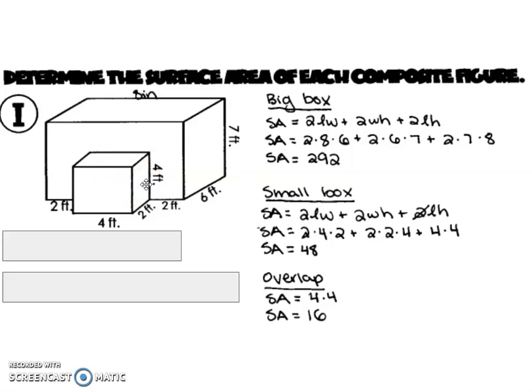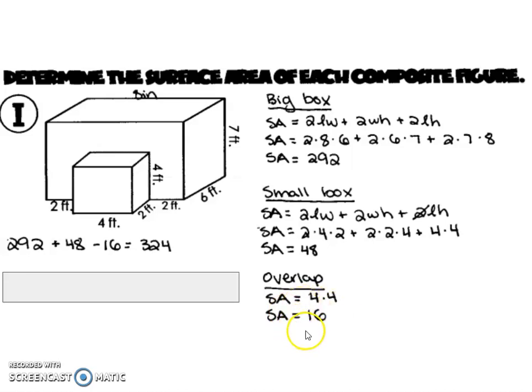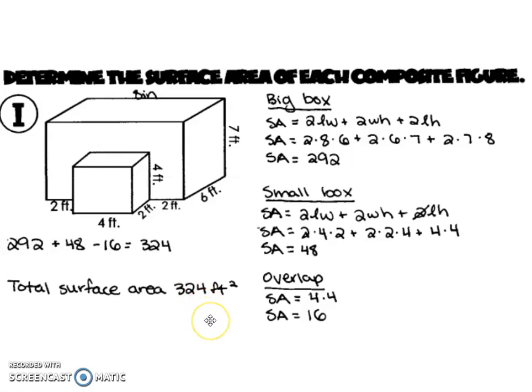For my total surface area, we are going to end up adding the 2 areas together, and then we're going to subtract the overlapping part. And that'll give us just the outside of all of our shapes. So when we look at that, it's 292 plus 48, our 2 surface areas for the boxes, minus our overlapped piece of 16 to get 324. And 324 is measured in feet squared. So surface area is squared, volume is cubed.